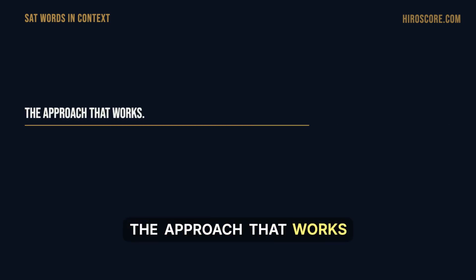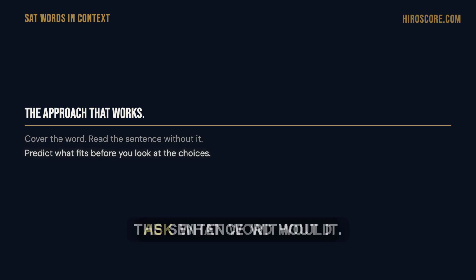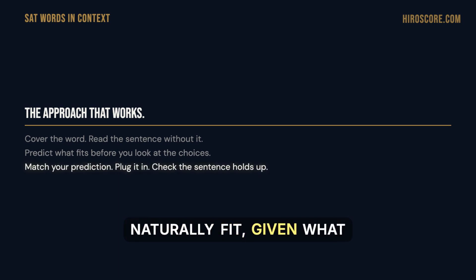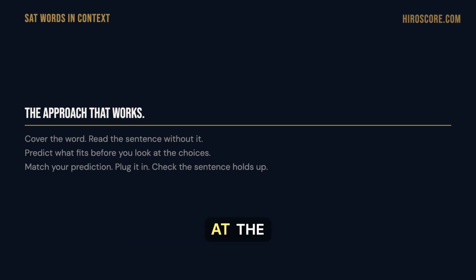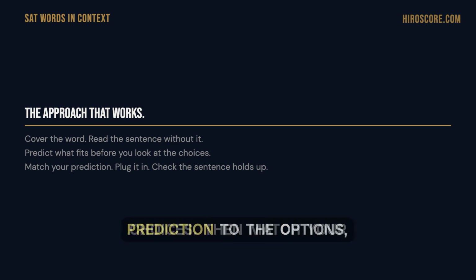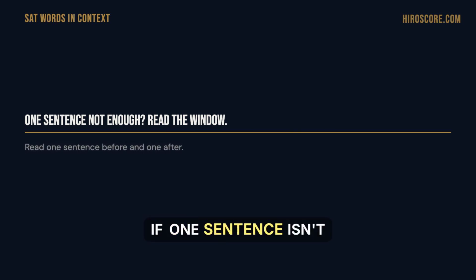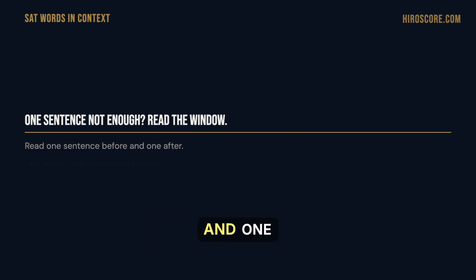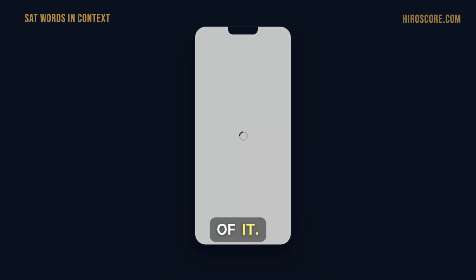The approach that works is simple. Cover the word, read the sentence without it. Ask what word would naturally fit, given what the passage is saying. Predict something, anything, before you look at the choices. Then match your prediction to the options. Plug your answer back in and check that the sentence holds up. If one sentence isn't enough, read one before and one after. The answer is always in the passage. You just need to find the right window of it.